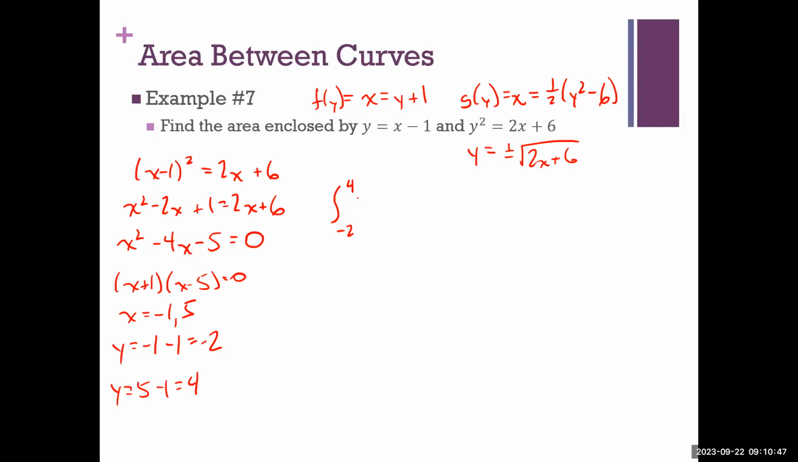We need to find which one is really upper this time. Remember, we're looking at functions that are expressed in y, so we're comparing x values. We're not looking for the upper function first, we're looking for the rightmost function. How can we tell which one of these functions is on the right within -2 to 4?